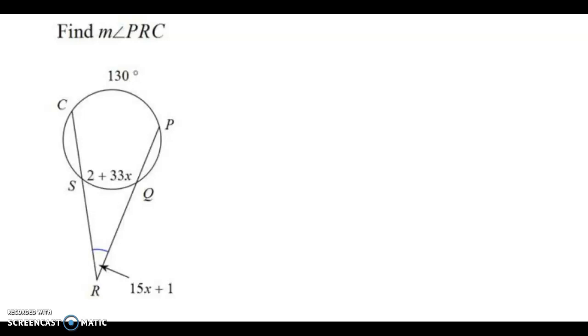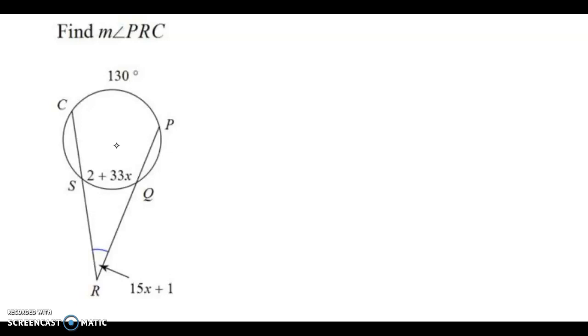Okay, we're going to be asked to find here angle PRC, which is right here. We have an expression for that angle, and we have an expression for this little intercepted arc, the smaller one, and this is the bigger intercepted arc by these two secants, and this bigger one is 130. When we have an angle formed on the outside, that angle is going to be equal to half the difference of the bigger arc minus the smaller arc.